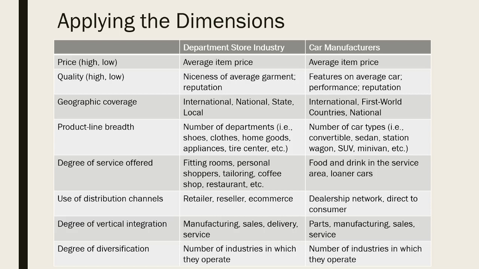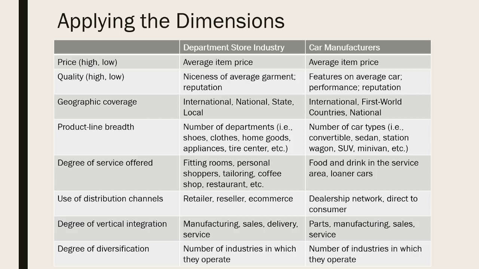For the auto manufacturers, you can think about the actual customer service inside the dealership. Do they offer loaner cars? What's the quality of the food and the drink in the service area? Will they pick you up and take you back to your home or your workplace when your car is ready? Then you also have the idea of the use of distribution channels, and these are the ways in which you can purchase items from these retailers.